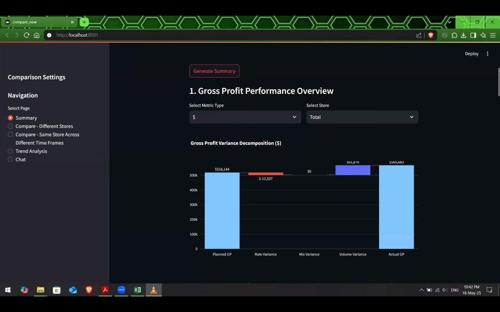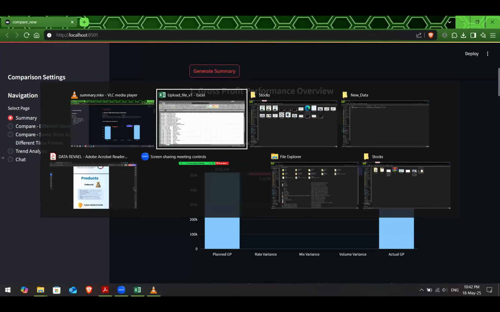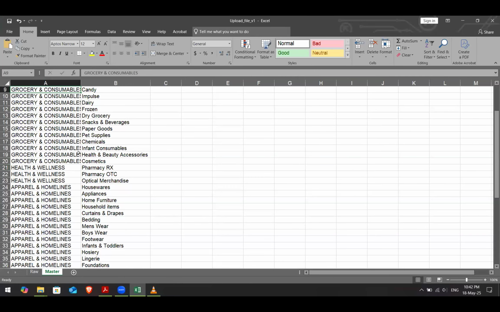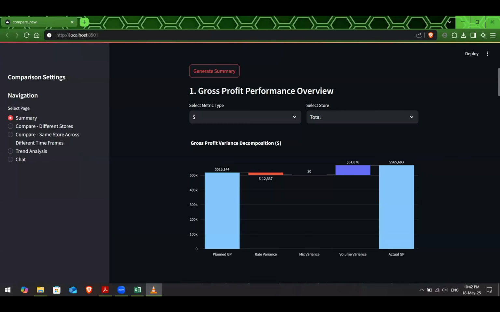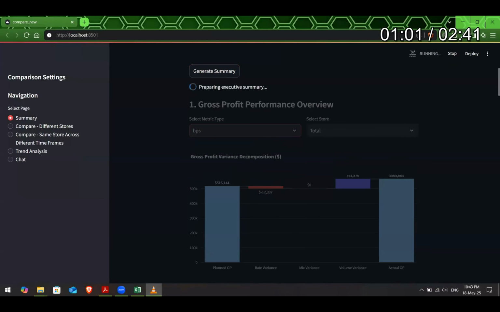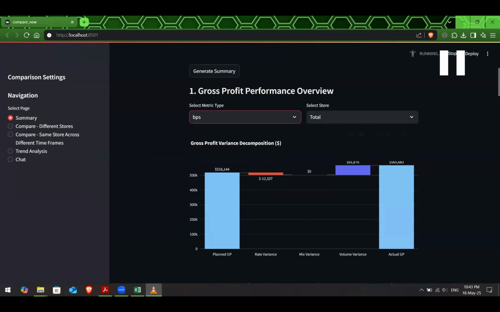Coming to the mix variance, let's consider mobile phones. We'll have mobile phone brands like Nothing or Samsung, and we'll also have Apple. These are high margin and low margin products. If the mix variance is low, that means you are selling more low margin products rather than high margin products. They get to know this, and we handle it in two different metrics: dollars or basis points.